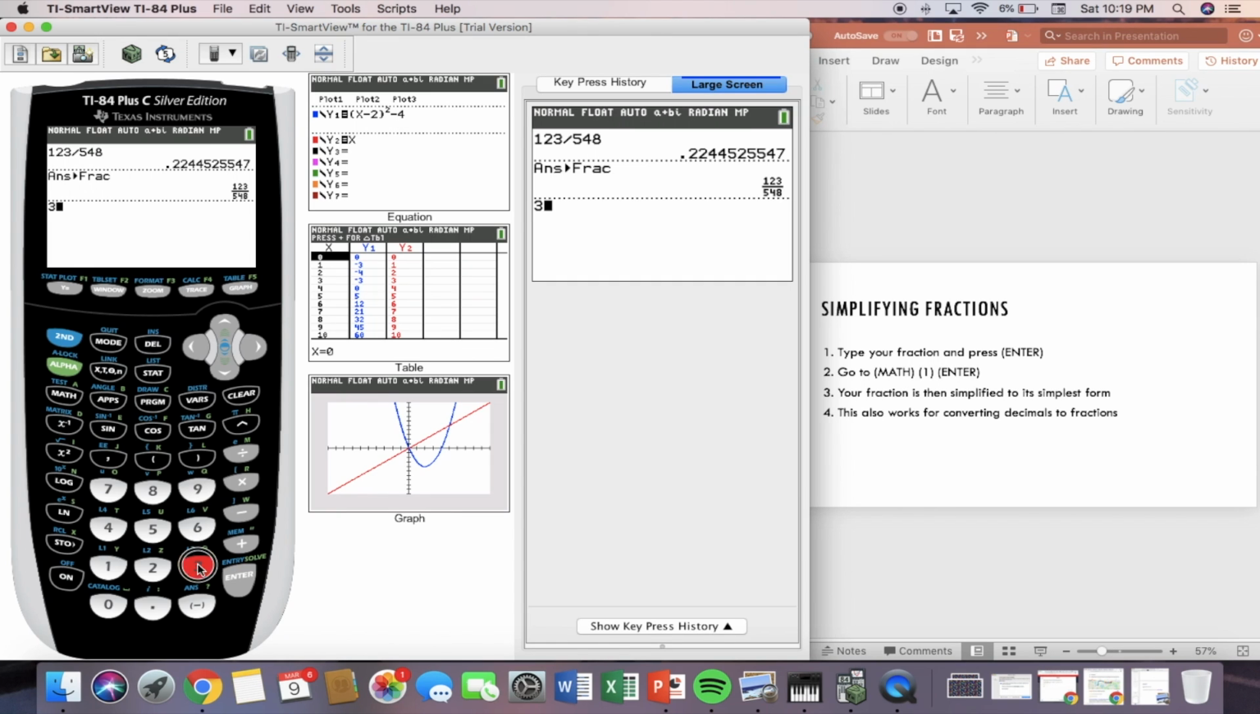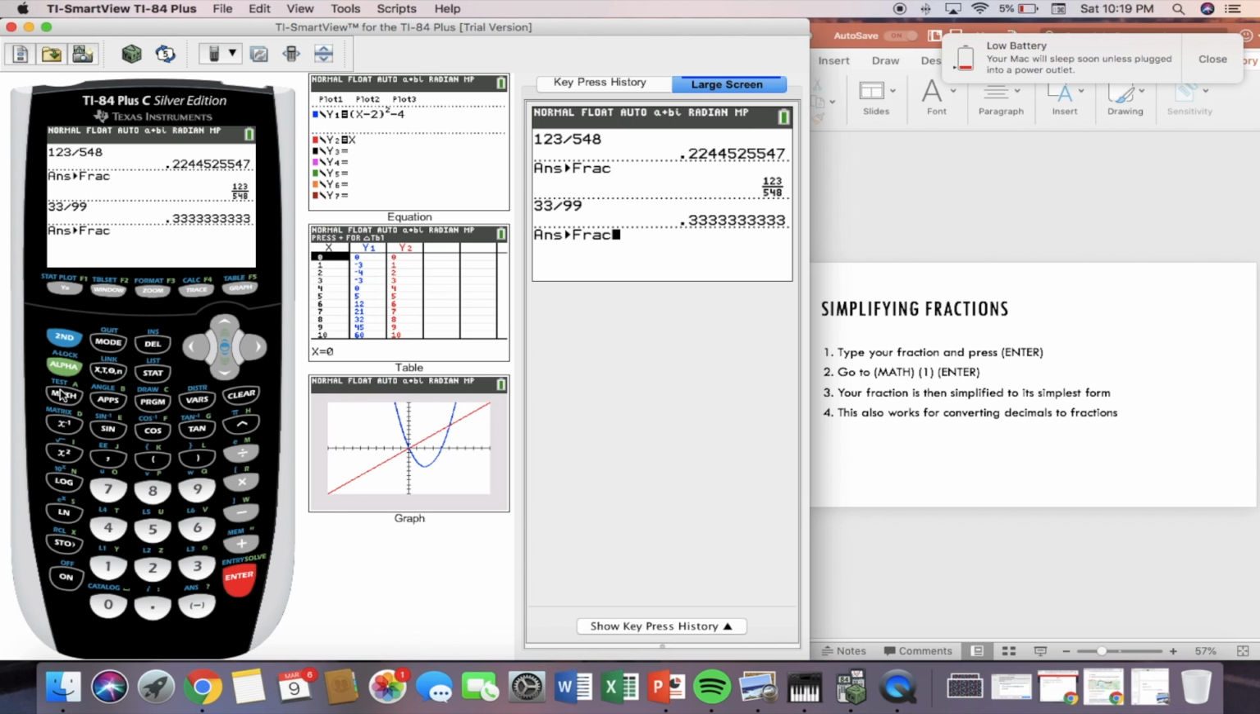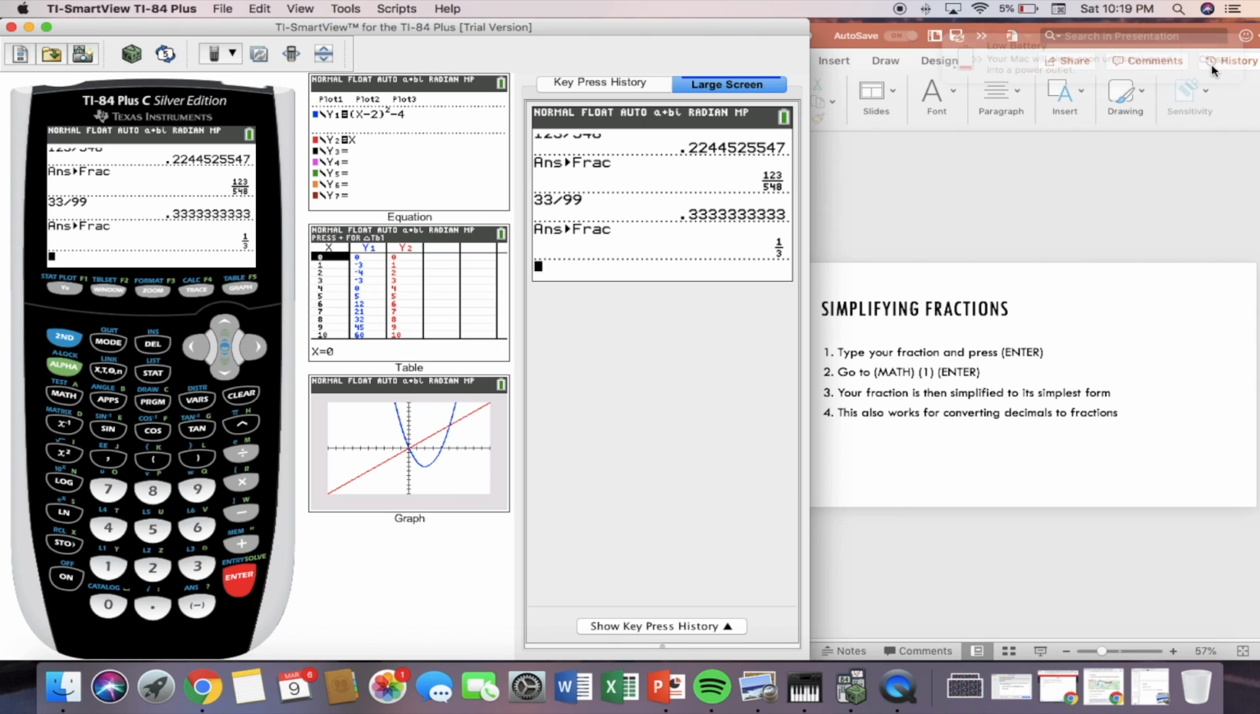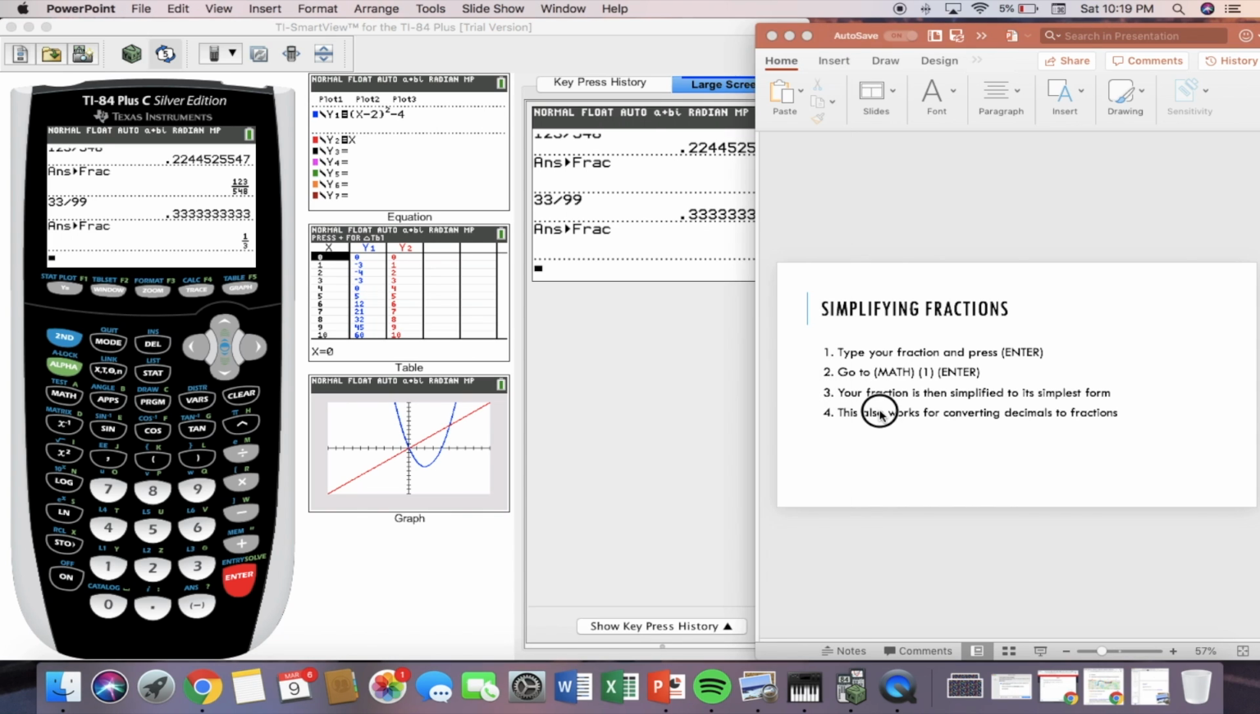So like 33 over 99. You're like, well, what does that simplify down to? So you might see that and think a third, but you go math, then fraction, and you get a fraction out just like that. It's super nice, quick, and handy. And it really saves you a lot of work in terms of finding and boiling down fractions to their least common terms.